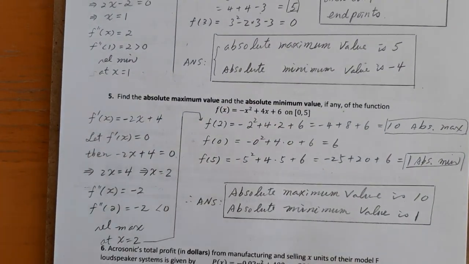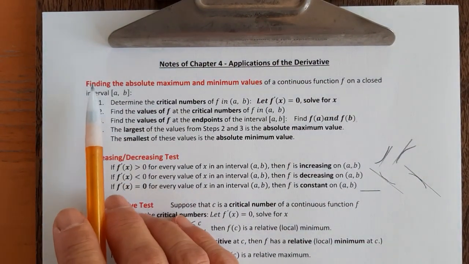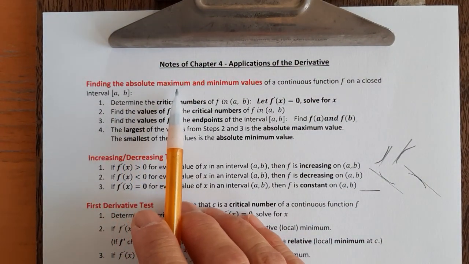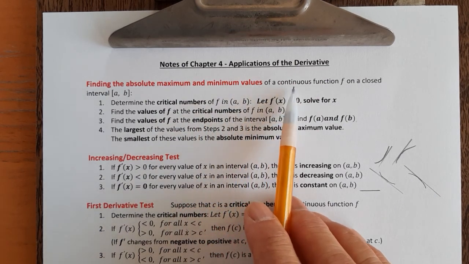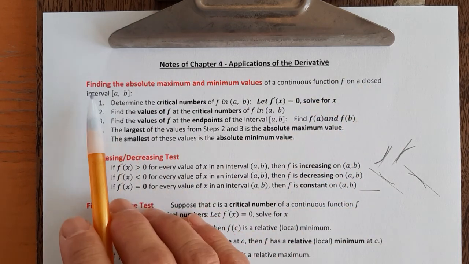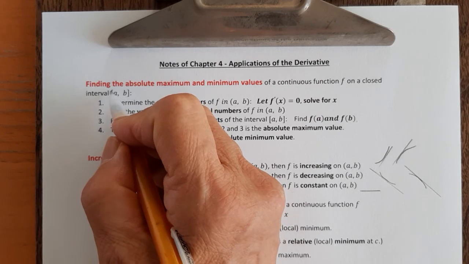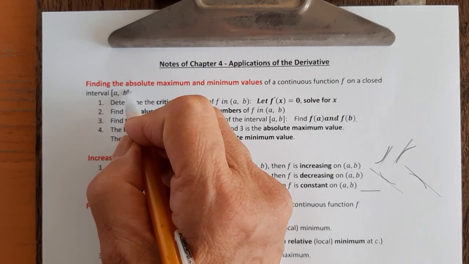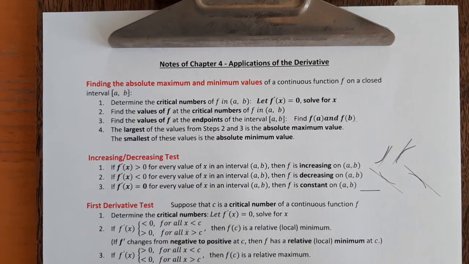So how to find absolute maximum, absolute minimum? Finding the absolute maximum and the minimum values of a continuous function f on a closed interval [a, b]. Closed interval, we use brackets, including the two endpoints a and b.